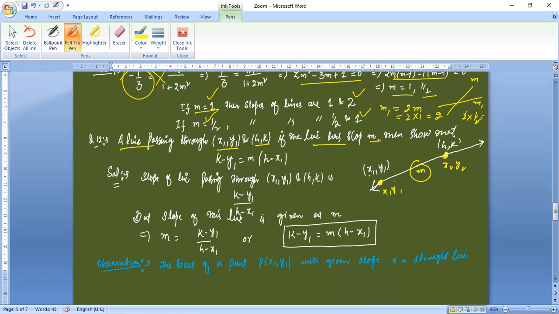But here y2 is k, so this is k minus y1 divided by h minus x1. So this is the slope, but slope is also given to be m. It means this slope and this slope, they are both slopes of the same line. It means they must be equal. So I have put them equal, then cross multiplication, right, and we have found this relation. So we were supposed to find this relation.